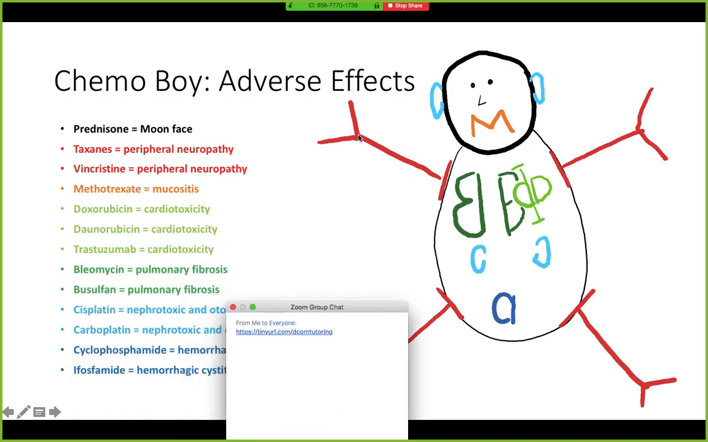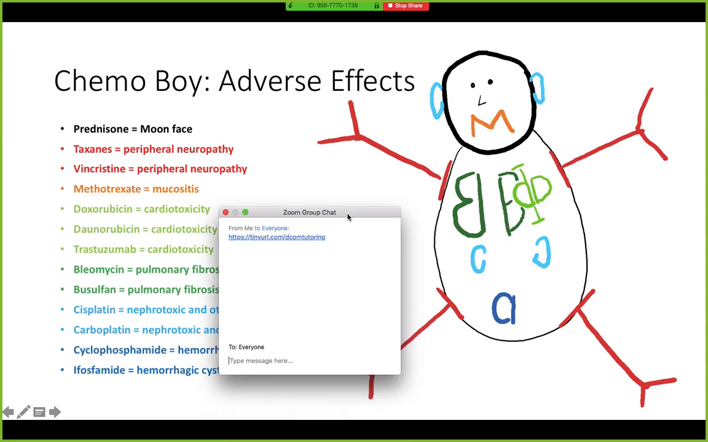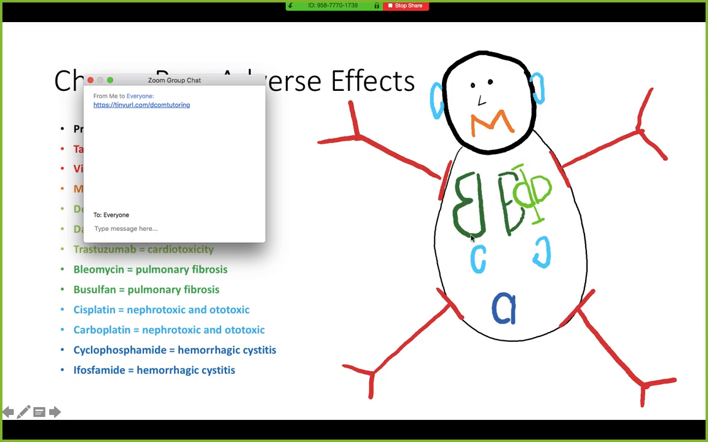So your taxanes and vincristine, peripheral neuropathy, methotrexate, mucositis, doxorubicin and daunorubicin are cardiotoxic, along with trastuzumab. And then bleomycin and busulfan carry a pulmonary toxicity. And then cisplatin and carboplatin, the kidneys and the ears, are both nephrotoxic and ototoxic. And then cyclophosphamide and ifosfamide is your bladder, so risk of hemorrhagic cystitis.